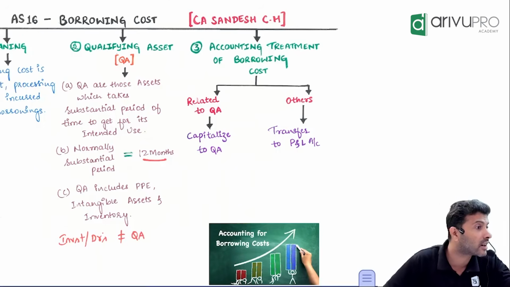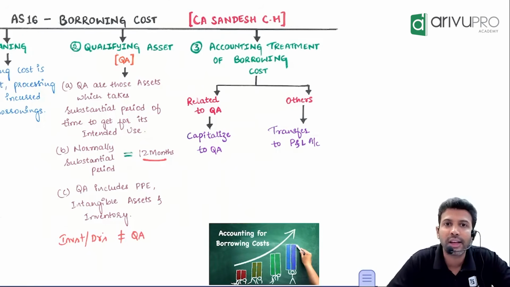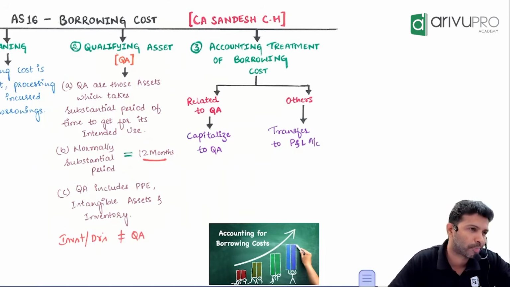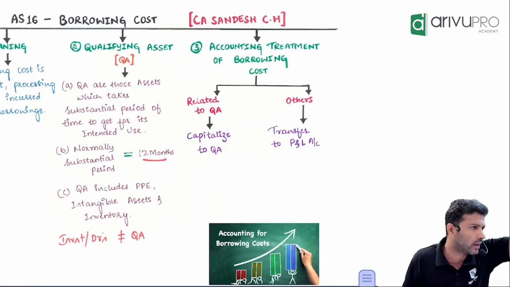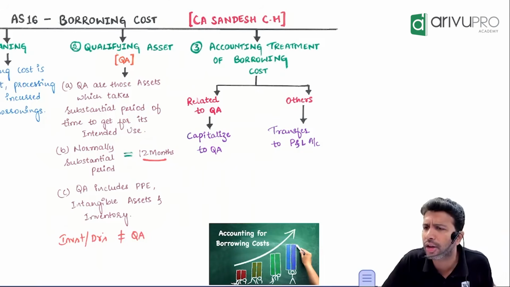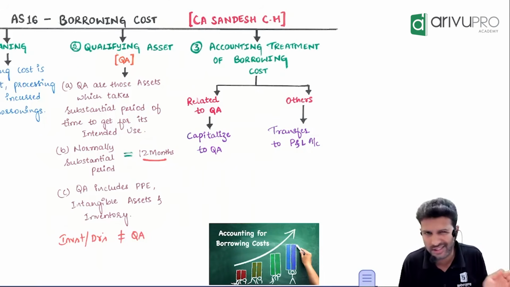You remember DAC we studied in AS10? What is a DAC? Those costs incurred to make the asset ready to use, right? Since this loan is specifically taken to construct this building, that loan's interest cost also you add to the cost of the building. That's the fundamental. It's just an extension concept.